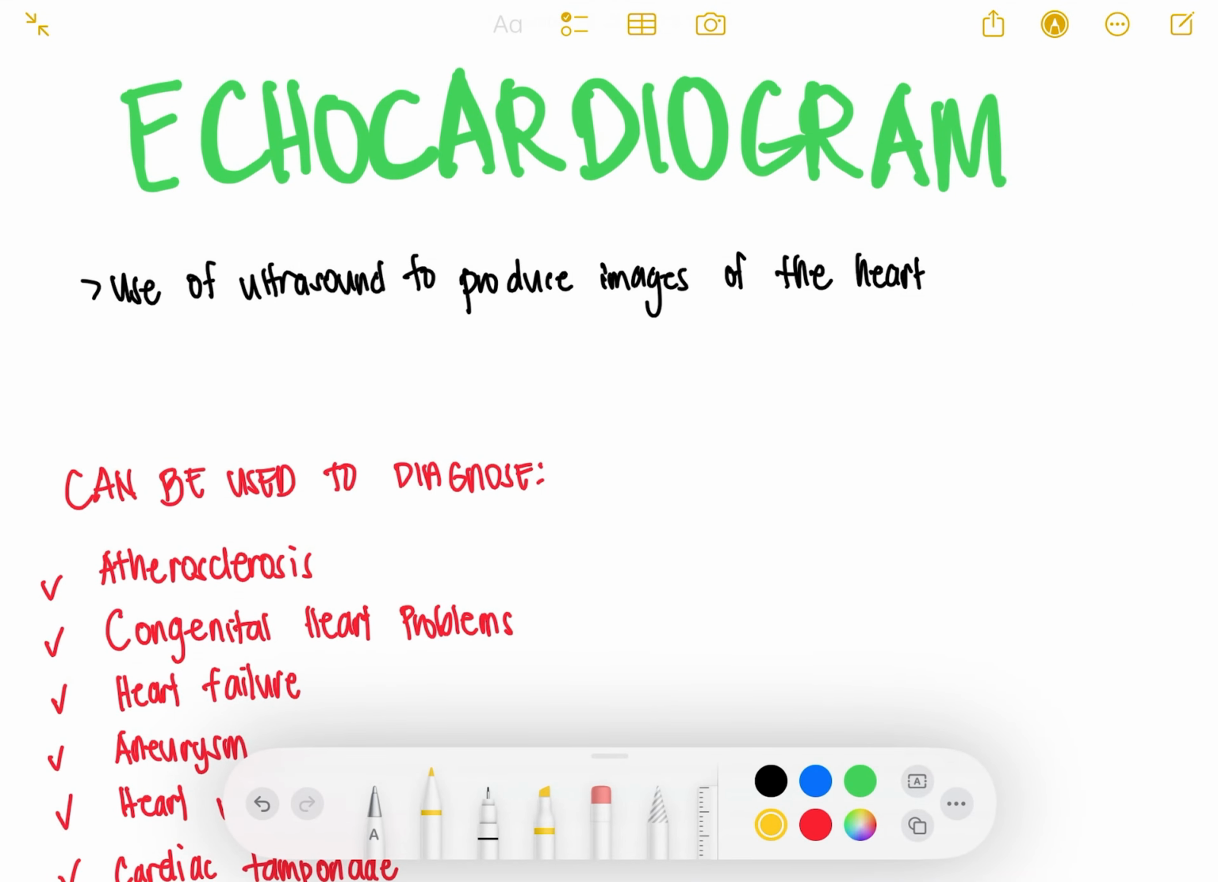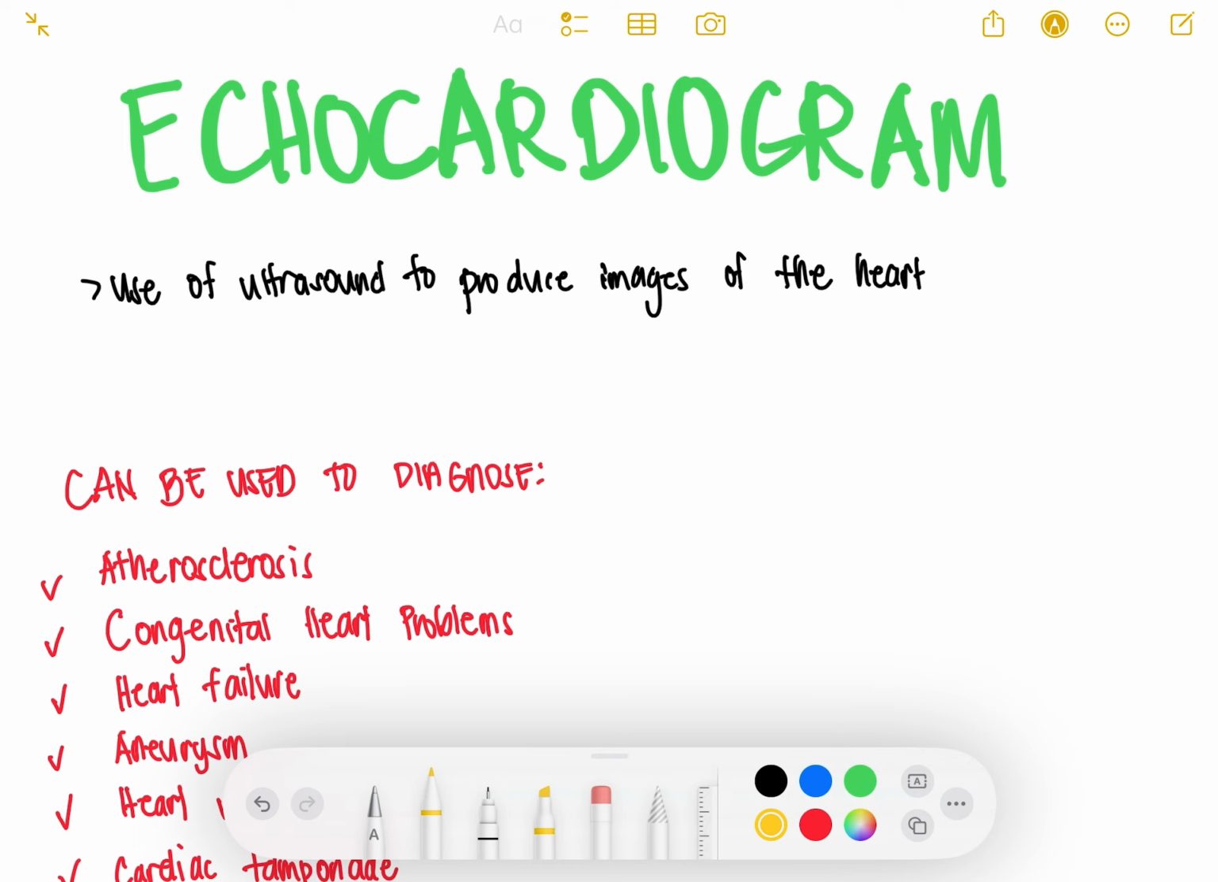Okay, good afternoon. Let's move to the next topic, which is another diagnostic procedure used for diagnosing cardiovascular disorders. So next we have echocardiogram. So ano nga ba si echocardiogram? This is where we use ultrasound or sound waves to produce images of the heart and its tissue.